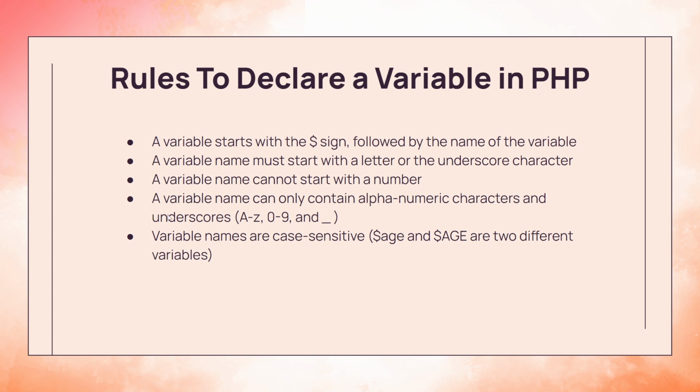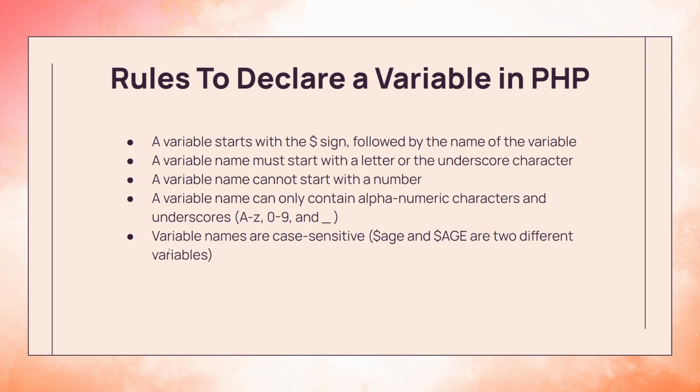And similarly, here you can see the fourth rule. A variable name can only contain alphanumeric characters and underscores. If you type special symbols like star, and, or something else, PHP will never allow you to do this. You must type a variable which will be a combination of these characters.